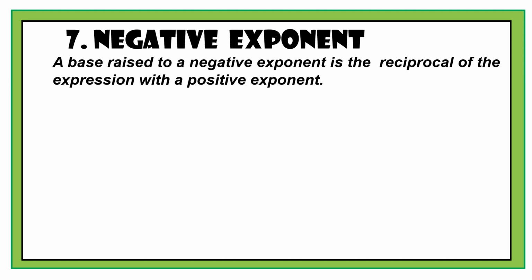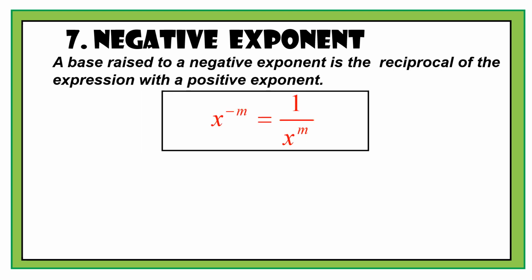So, i-flip lang natin. So, pag ang exponent ng numerator ay negative, ilalagay lang natin sa denominator para maging positive. Then, pag ang exponent ng denominator ay negative, ilalagay natin sa numerator para maging positive. So, in symbols, we have x raised to negative m. So, since negative m ito, para maging positive siya, magiging siyang 1 over x raised to m. So, tandaan na pag negative ang exponent natin, kailangan natin gawin positive. So, example.